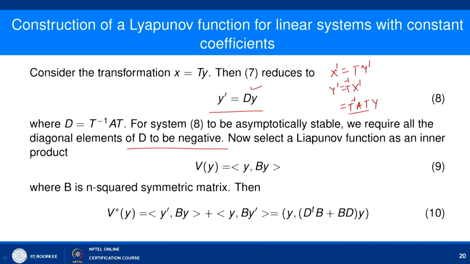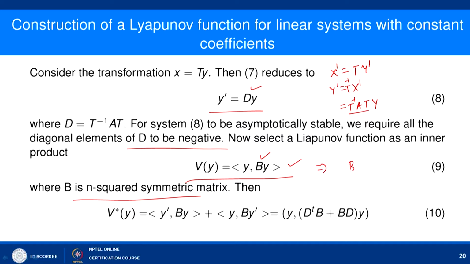So, here the Lyapunov function we define as V of y equal to the inner product of y and By, where this B is still unknown, and the only condition on B we put is that it is an n by n symmetric matrix. First of all, if it is a symmetric matrix, then we can say that V of y is basically a positive definite function.